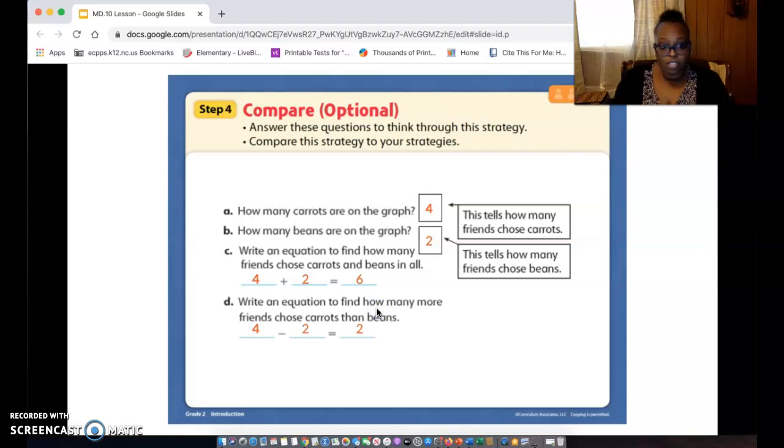Another way we could have solved this problem is by drawing a picture. You could have used your counters, where you could have drawn 4 sets, where you had 1 unit for each 4 and then another unit for each 2. That way you could have solved it using a picture like we have been doing in class. Or you could have just gone ahead and done the numerical solving.